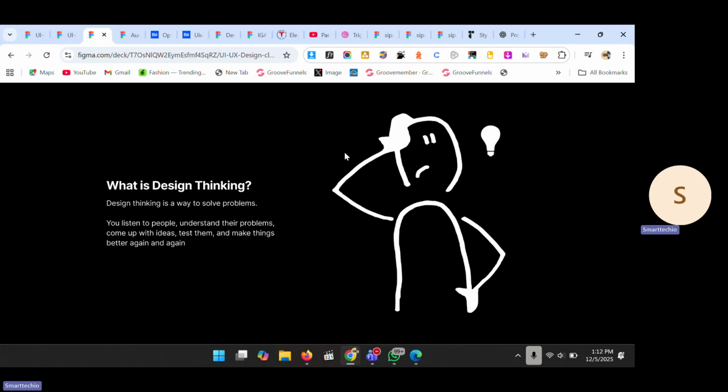If you remember vividly, in my last class we talked about the skills that a product designer or UI designer must possess, like being curious and able to identify problems. They must have a creative way to solve those kinds of problems. So let's check this from our design thinking process. Design thinking is a way to solve problems. That means you must be a problem solver to be a UI designer.